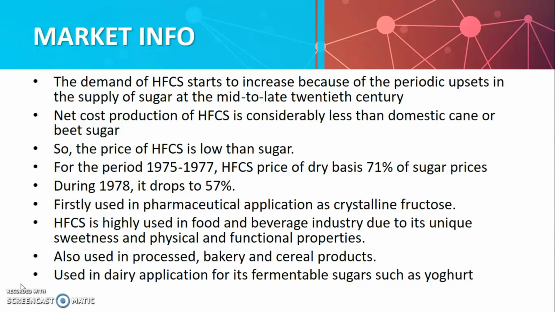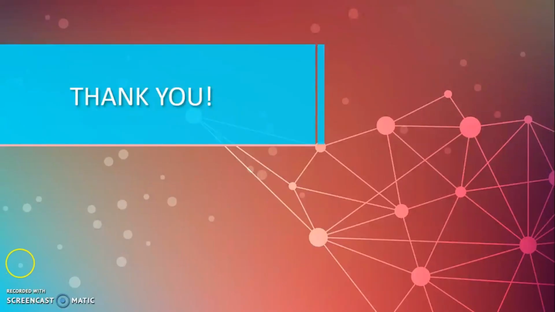For the application, HFCS is firstly used in pharmaceutical application as crystalline fructose. HFCS is highly used in the food and beverage industry due to its unique sweetness and physical and functional properties. It is also used in processed bakery and cereal products, and in dairy applications for its fermentable sugar, such as in yogurt. So that's all from our group. Thank you.